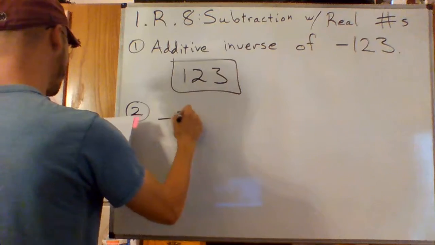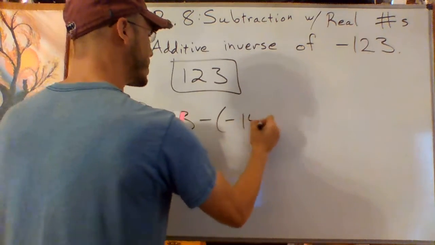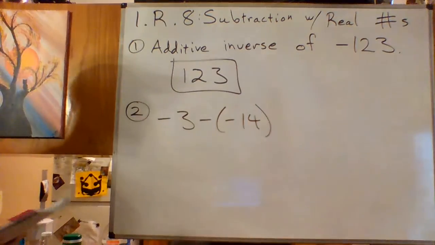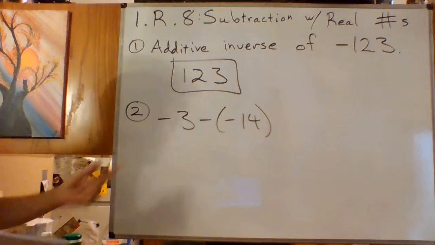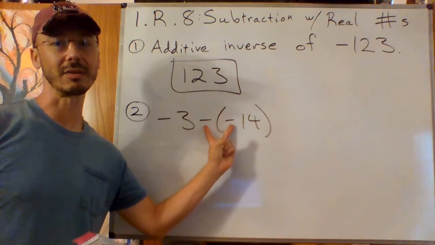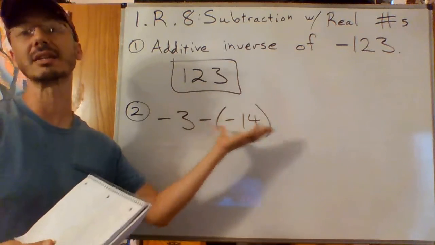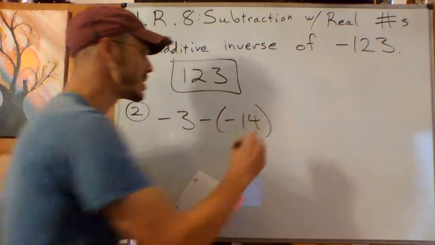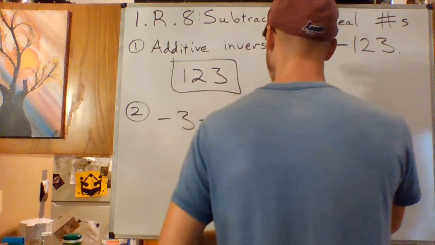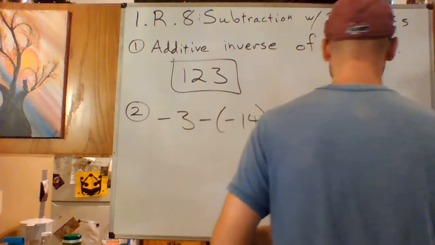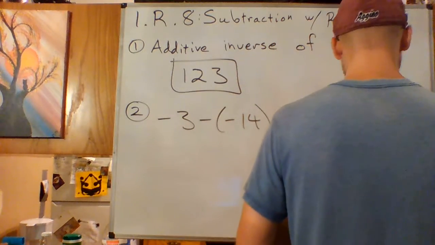Now, if I had a positive number to begin with, the additive inverse would be a negative number. Negative 3 minus negative 14, that's what I got for number 2. That's minus a negative. It's kind of like a double negative, but it's subtracting a negative. What it really means is negative 3 plus 14, and that's 11.